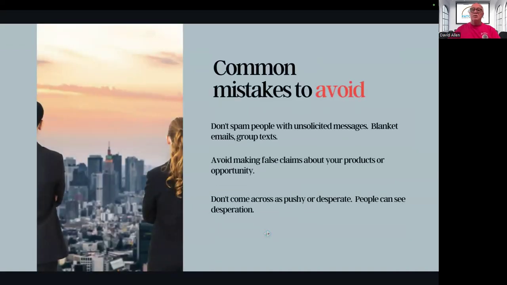Common mistakes to avoid. We do a lot of things that sometimes we shouldn't do when we're talking about it. Don't spam people with unsolicited messages, blanket emails, group texts. Oh, I'm going to send everybody in my phone a text. They may not want it. Avoid making false claims about your products and opportunities. So, don't tell them that it regrows a finger if you've got a finger missing, you know. And believe me, there's some people that might say that out there.